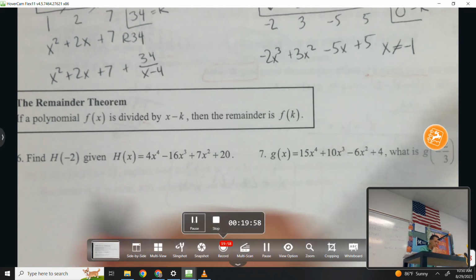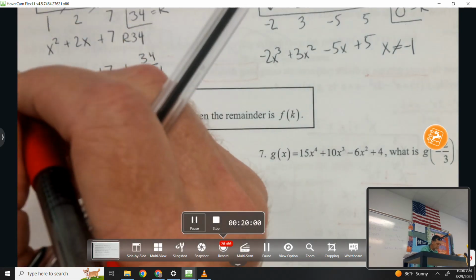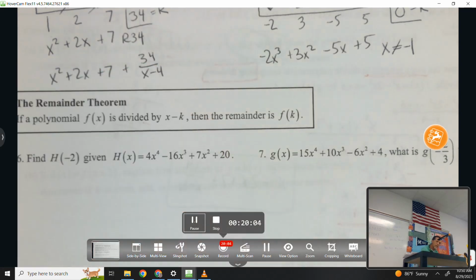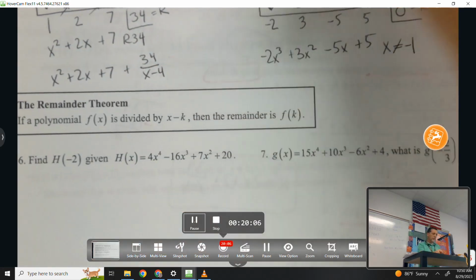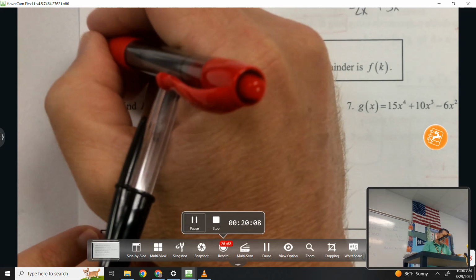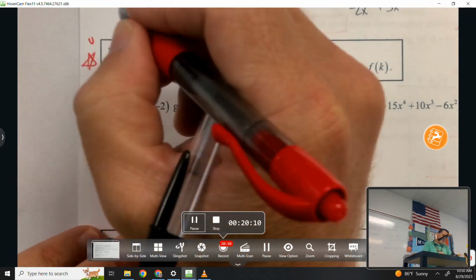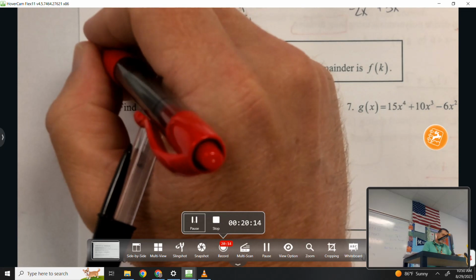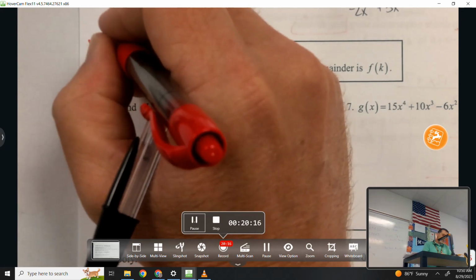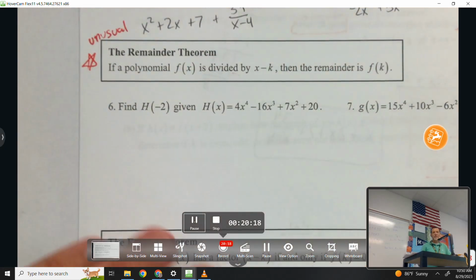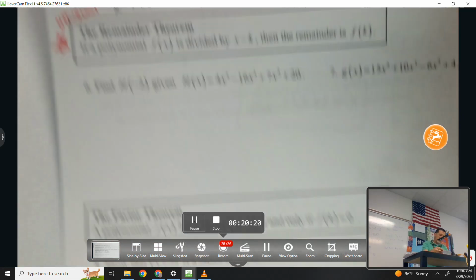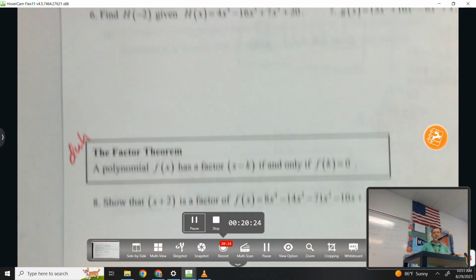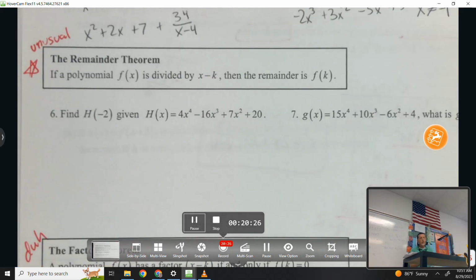All right, remainder theorem. Remainder theorem and factor theorem always go together. The remainder theorem feels weird, it feels unusual. It's like, how did that work? And then the factor theorem is more like, yeah, duh, that's an easy one. So let's do the hard one first.